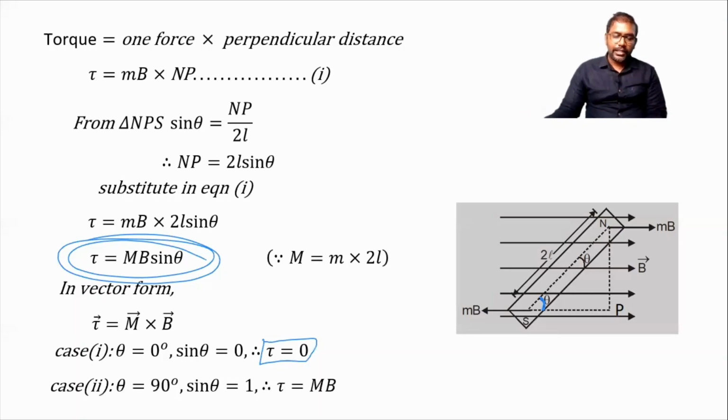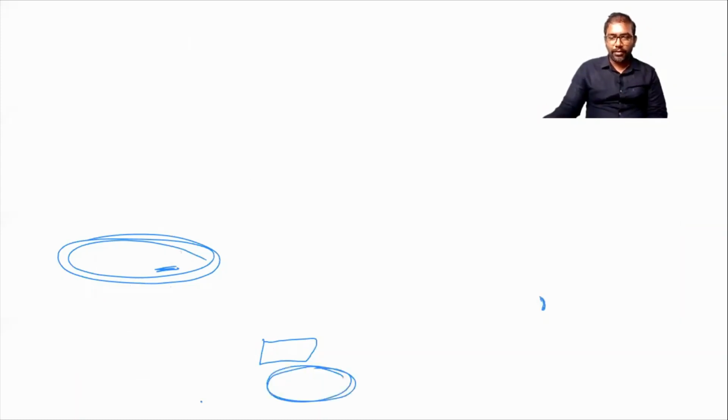Now second case, theta is equal to 90, means if the magnet axis is perpendicular to the direction of magnetic field, then sine 90 is 1, and if sine 90 is 1, then we get torque is equal to MB, and a maximum torque is acting on this dipole.